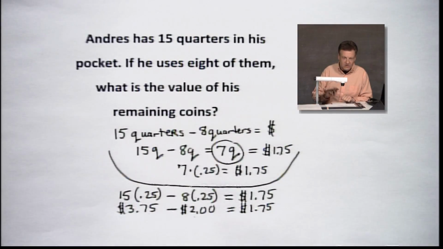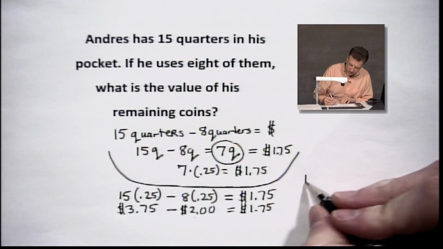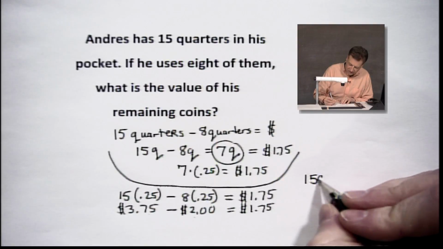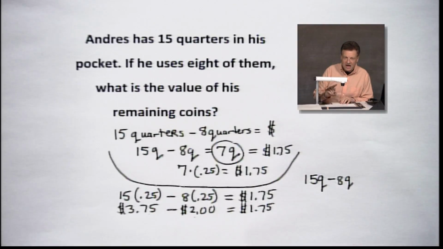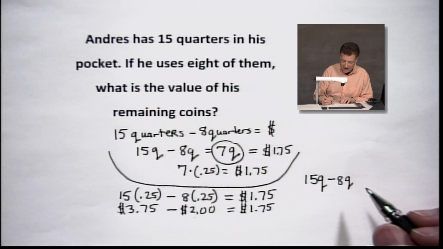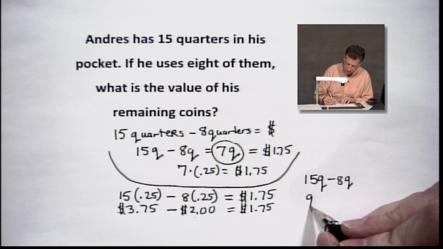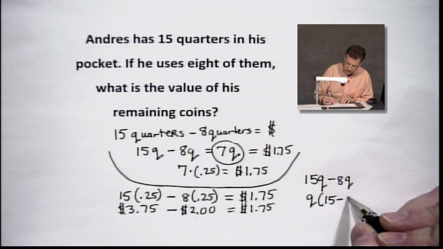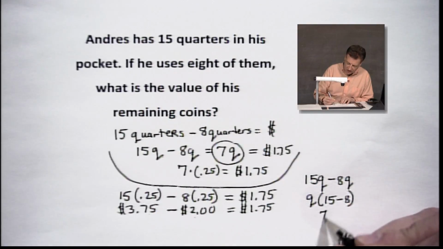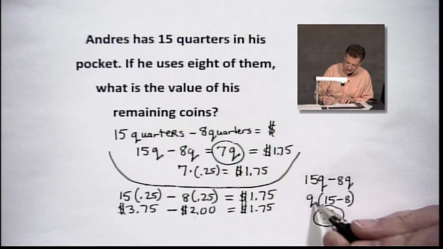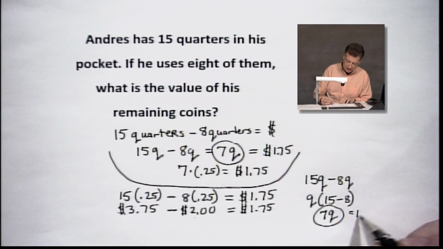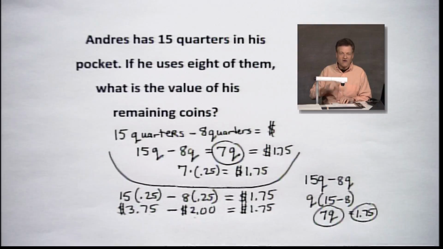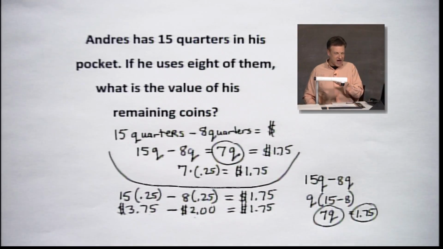And for those of you who love Algebra 1, we could also take that 15q minus 8q and find the greatest common factor, which is q. We'll reverse the distributive property, and that would also give me 7q, because that gives me 7 times the q. So there are ways that we could play through this and still come up with, guess what, $1.75. All right, problem of the day, solved in a lot of different ways.